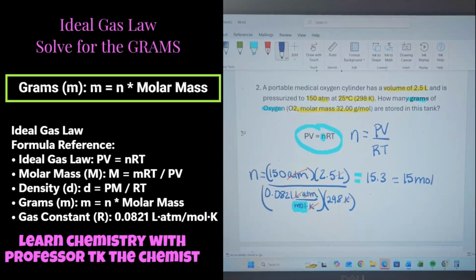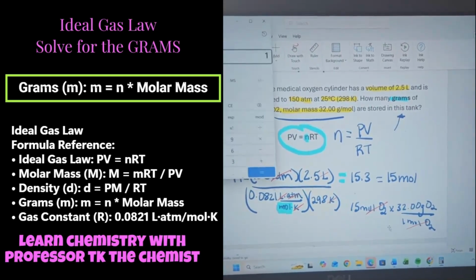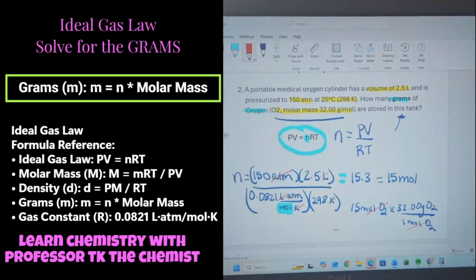Now, they're asking us to find how many grams. If we go back up here, they're looking for grams. So you're going to take that 15 moles of oxygen and you're going to multiply that times your molar mass that they already provided you with in the problem. All right. And then divided by 1 mole of oxygen. And now you're just going to cancel out your units that you no longer need and plug that into your calculator. So 15 times 32.00 gives us 480. So we did all this work to give us 480 grams of oxygen.